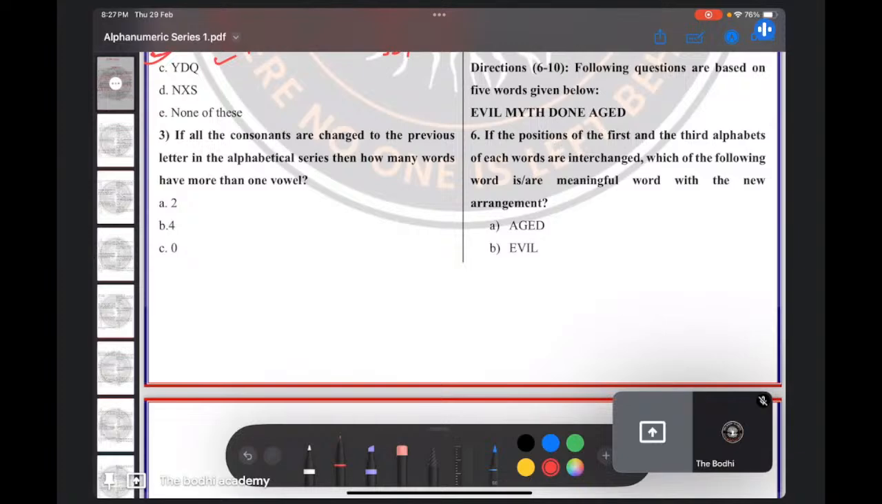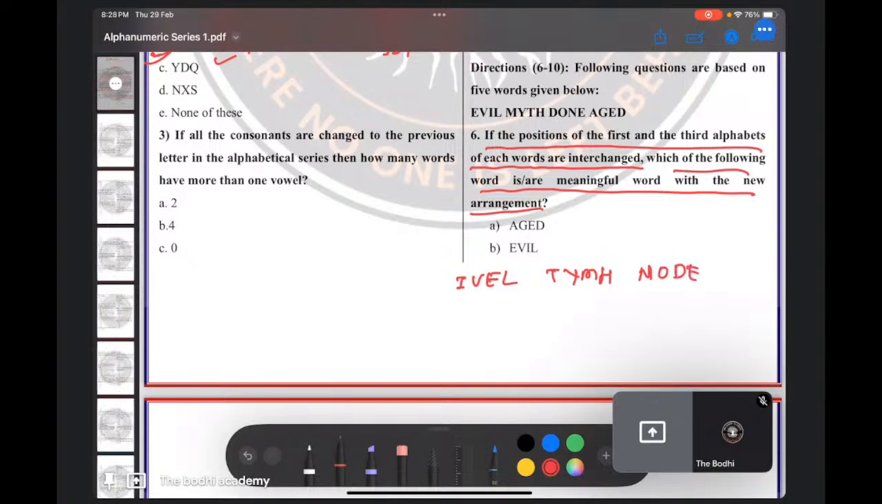Now, if the position of the first and the third alphabets of each word are interchanged, then which of the following will be the meaningful word with the new arrangement? Now, the first and the third letters we have to change. That means it will look something like this. Question number 6. I, V, E, L, T, Y, M, H, N, O, D, E, and E, G, A, D.